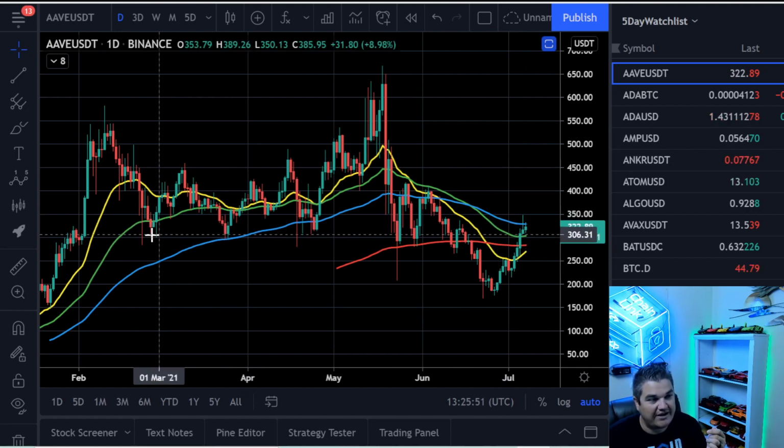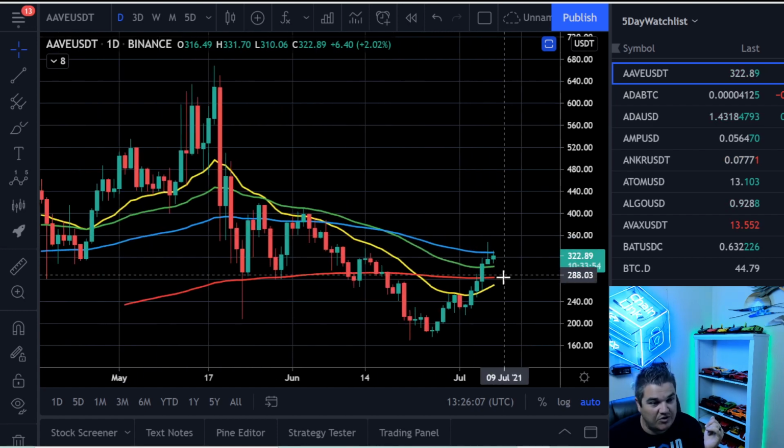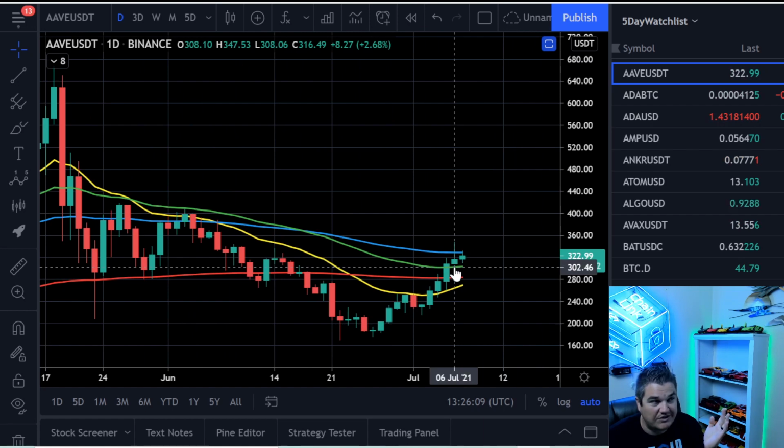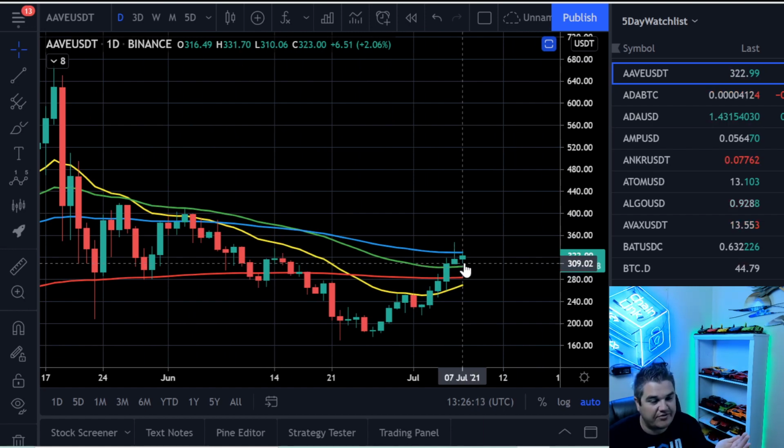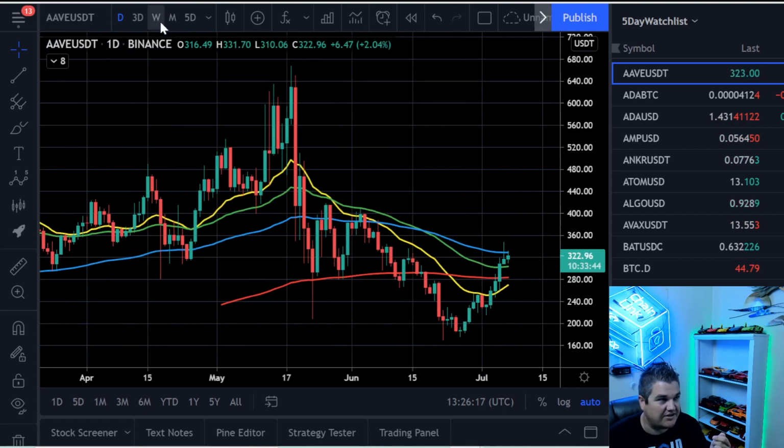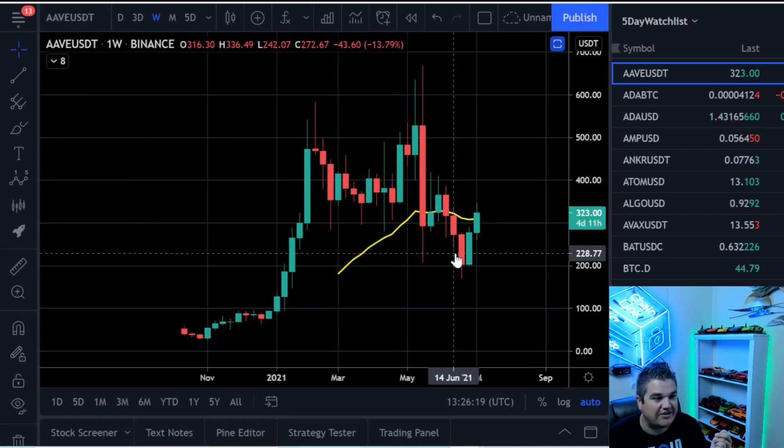Also, look back in these areas. You had a lot of support back in here, and a good sign is we've already broken back above this area. If you can see our dotted line, right around the $307 mark, so far we're holding that, which also coincides with our 50-day moving average. So if we can hold above 300 for the next few days, that's more of a positive sign out of Aave. Let's go over to the weekly and see if we see anything else.